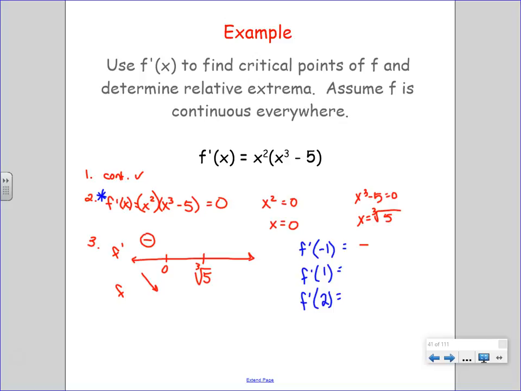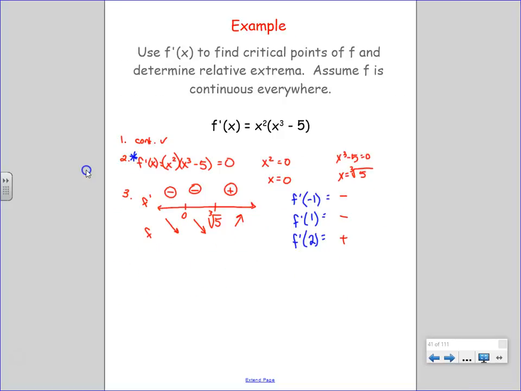Figure out the sign. Plugging in positive 1, that's going to be a positive, and 1 minus 5, well, that's still a negative. Positive times a negative is a negative. Starts off decreasing, flattens for a second, and keeps on decreasing. How about when you plug in 2? 2 squared is a positive, 2 cubed is 8, 8 minus 5 is a positive, times a positive is a positive.